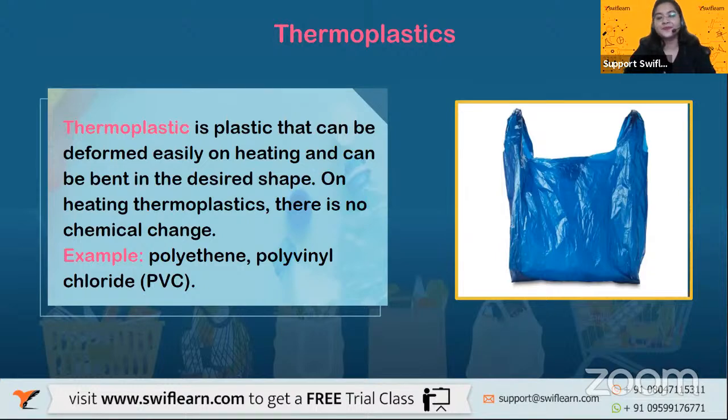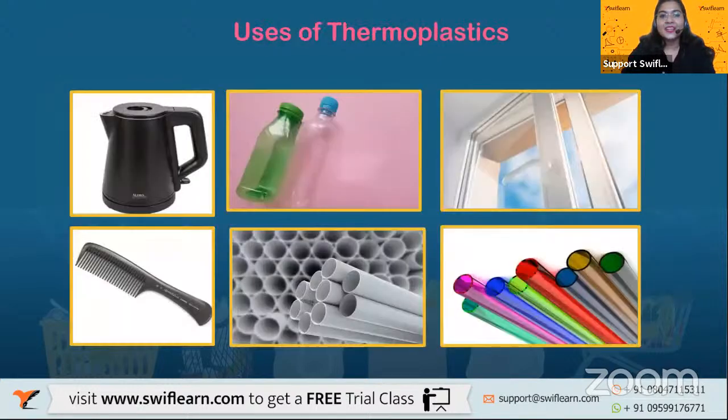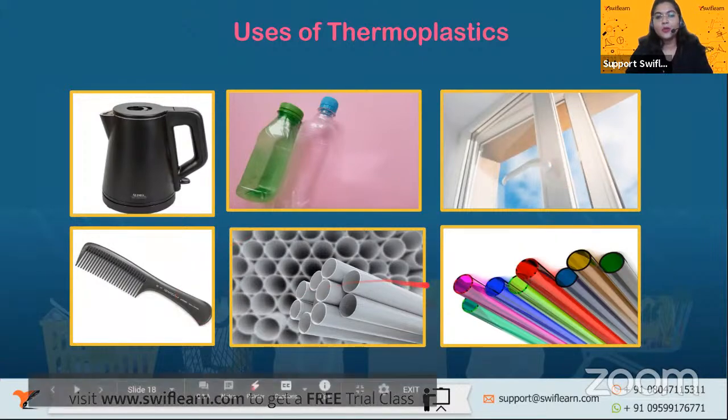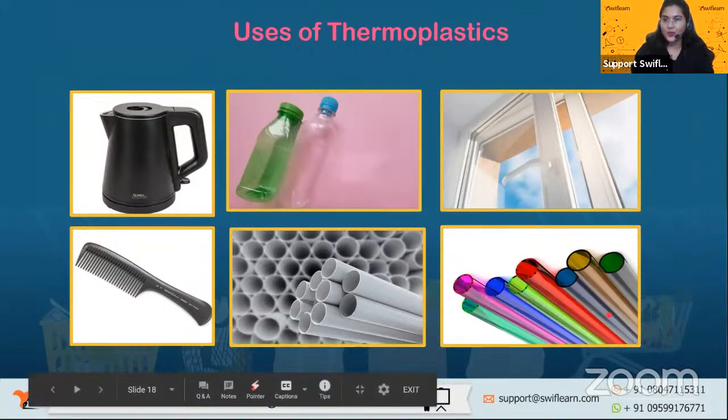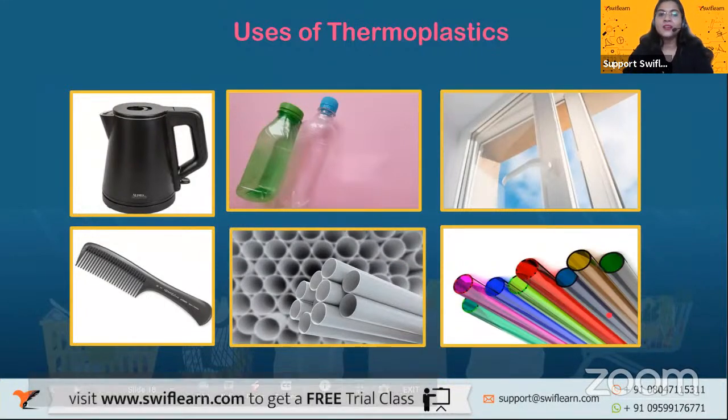So these are the uses of the thermoplastics. Flask, the bottle, the handle of the door or windows. We can see the comb, the pipes, and the rolls and the tubes and all. Right. These are all the different uses of the thermoplastics.